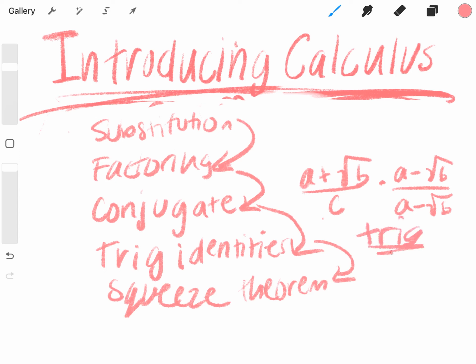Trig limits is when you have sine or trig stuff, and the squeeze theorem is when you have a combination of things and none of the other methods work. You have to try to come up with something that lets you find the limit.